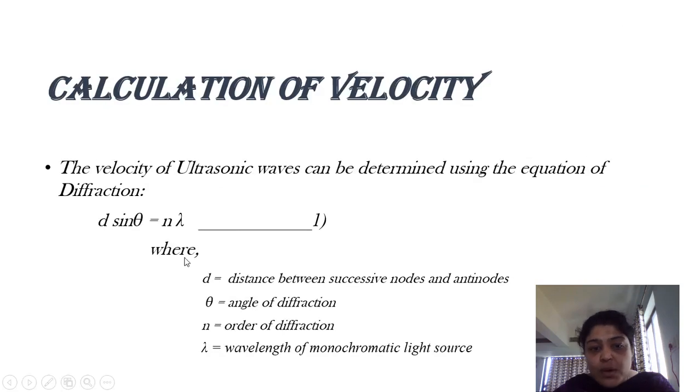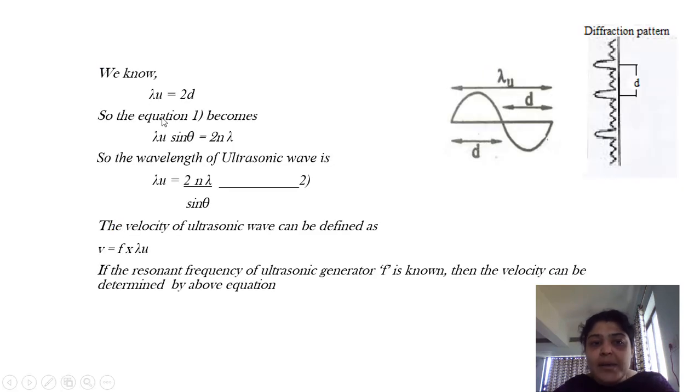So in equation 1, instead of d, if I substitute lambda u by 2, our equation 1 becomes lambda u sin theta equals 2n lambda. I have taken 2 to the RHS. So the wavelength of the ultrasonic wave can be determined by the equation lambda u equals 2n lambda upon sin theta. Say I call this equation number 2. This is the equation used to determine the wavelength of the ultrasonic waves.